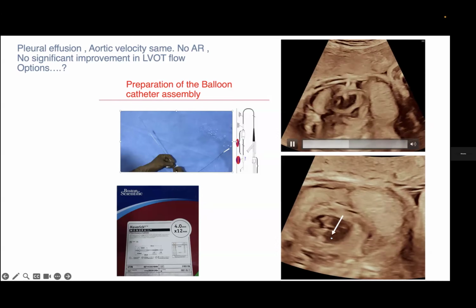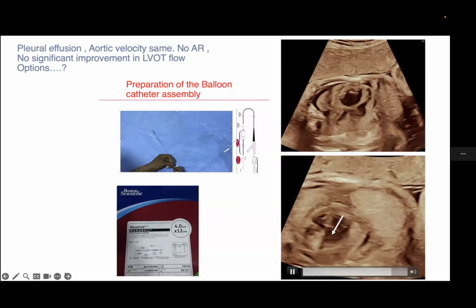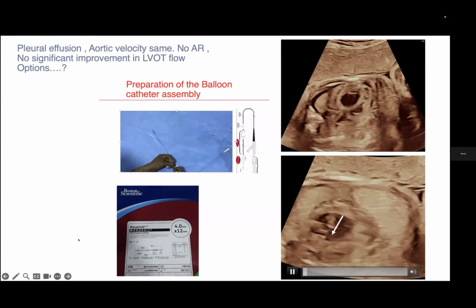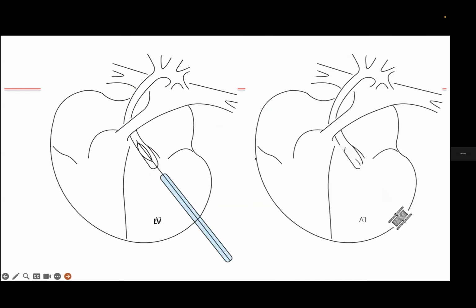So what we did is we went ahead with a bigger balloon over the bigger needle, and we successfully dilated that aortic valve. Now the real danger was if we try to remove this balloon out, then there would be profound hemopericardium. We can drain that hemopericardium, but there would be a volume loss which the fetus may not tolerate. So what should we do in this situation?